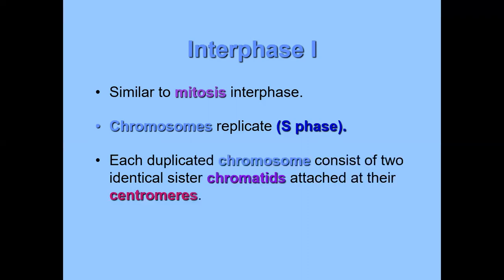In interphase, S phase is completed, and each duplicated chromosome consists of two identical sister chromatids attached at the same centromere. Centrioles also replicate. Centrioles are non-membrane-bound organelles present at the opposite poles of the cell, and they form spindle fibers that help to pull the chromatids or chromosomes towards opposite poles, so the cell divides into two cells.